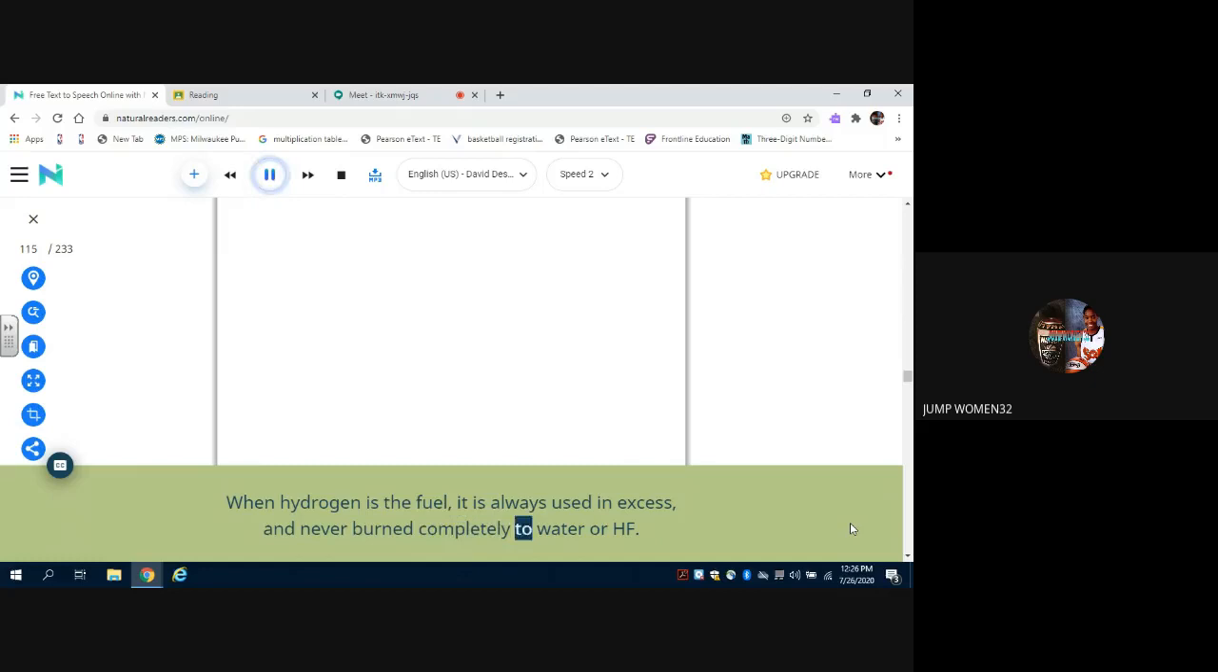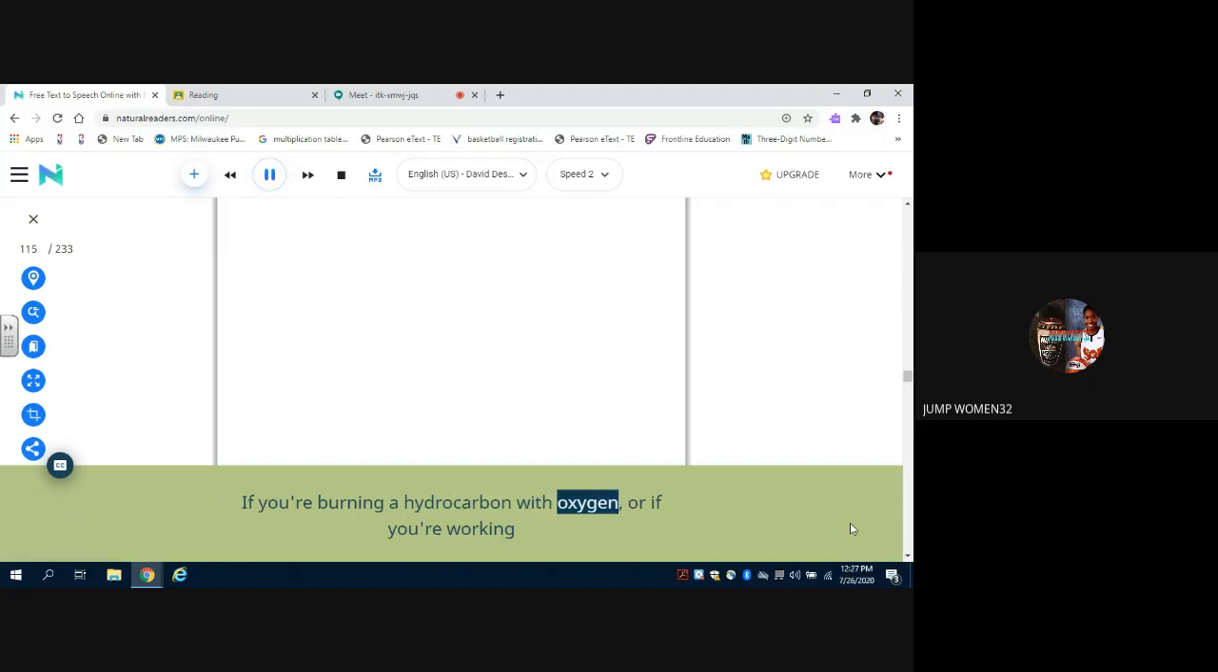When hydrogen is the fuel, it is always used in excess, and never burned completely to water or HF. If it were, the chamber temperature would be uncomfortably high, and the R/CP of the mixture would be lowered and the performance would drop. Hydrogen is so light that a considerable excess of it won't harm the H/M term appreciably, and you get the maximum performance, generally, when you use only enough oxygen or fluorine to burn perhaps half of your fuel.